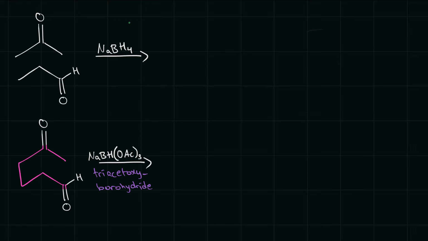Now if we want to reduce ketones and aldehydes, we can just simply use sodium borohydride. It's a really easy reagent to use, and for the ketone you just get a secondary alcohol, and for the aldehyde, you get a primary alcohol. Easy enough. Now say you have a ketone in the presence of an aldehyde, but you only want to reduce the aldehyde in that case scenario. How would you do that?